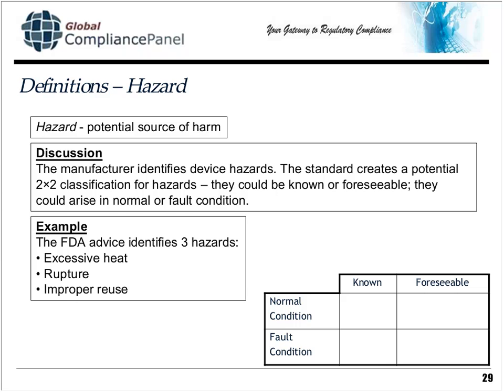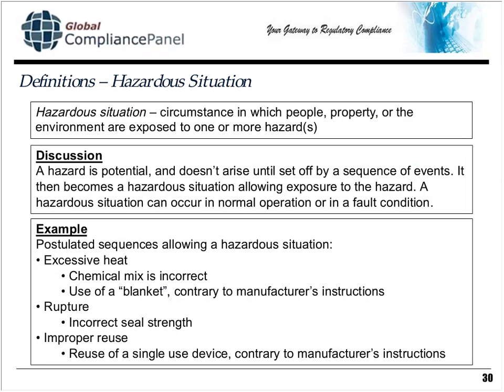Now, the FDA, in our example, identified a couple of hazards, right? Excessive heat, rupture, chemical spills, improper reuse. These lead to hazardous situations. These are circumstances in which people, property, or the environment are exposed to the hazard. Right? So the hazardous potential doesn't arise until it's set off by a sequence of events. It then becomes a hazardous situation that allows exposure to the hazard. The hazardous situation can occur in normal operation or in fault conditions.